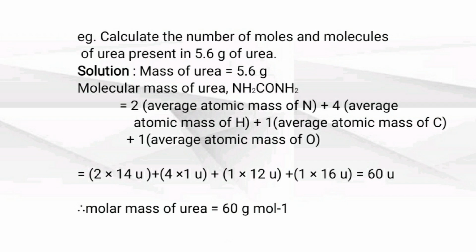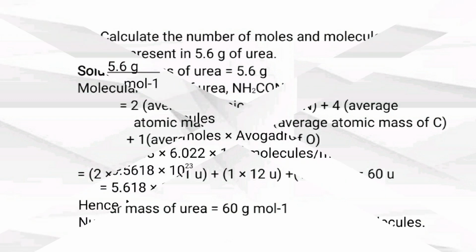The molecular mass of urea, formula NH2CONH2, is equal to, as here 2 nitrogen atoms are present, 2 into the average atomic mass of nitrogen, plus 4 hydrogen, 4 into the average atomic mass of hydrogen, plus 1 carbon and 1 oxygen atomic mass. So 2 into 14 plus 4 into 1 plus 1 into 12 plus 1 into 16. Total becomes 60 units. In this way, the molar mass of urea is 60 gram per mole.